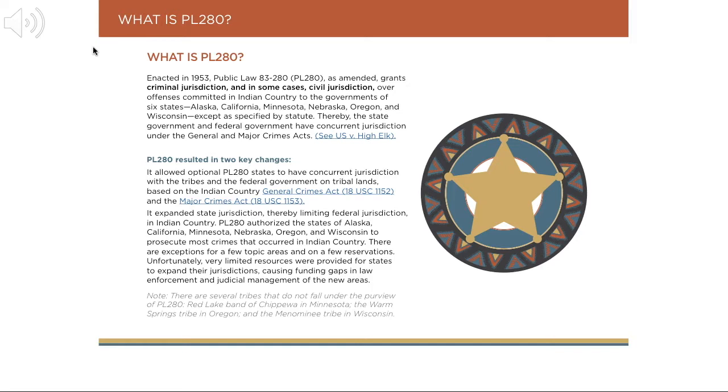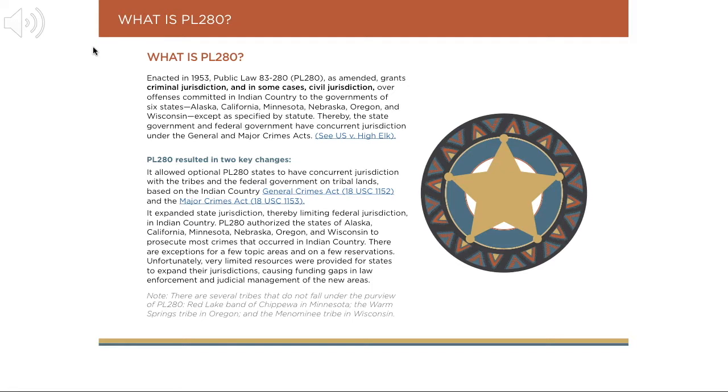Now that important key terms have been defined, let's answer the question, what is PL280? Enacted in 1953, PL280, as amended, grants criminal jurisdiction, and in some cases civil jurisdiction, over offenses committed in Indian country to the governments of 6 states: Alaska, California, Minnesota, Nebraska, Oregon, and Wisconsin, except as specified by statute. Thereby, the state government and federal government have concurrent jurisdiction under the General and Major Crimes Acts.